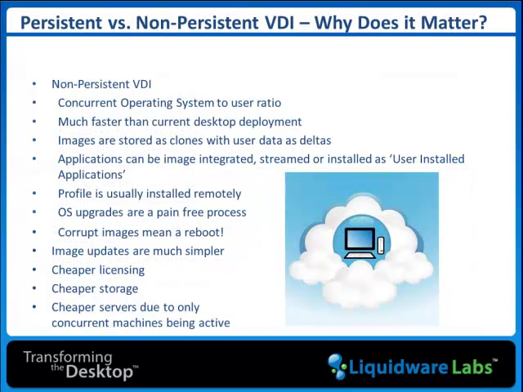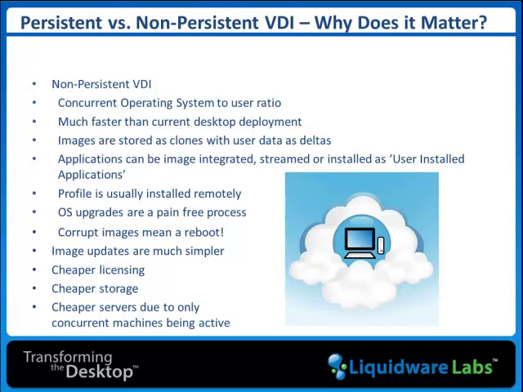And now we get to talk about non-persistent VDI, which is also known as the holy grail of VDI. Now, non-persistent VDI is a relatively new technology. It's represented by a lot of different companies and hypervisors, and they call it something different. Microsoft and Citrix refer to it as streaming, as does Red Hat. VMware refers to it as linked clones. But in the end, the process is the same, which is what we're getting out of this is a concurrent operating system to user ratio.